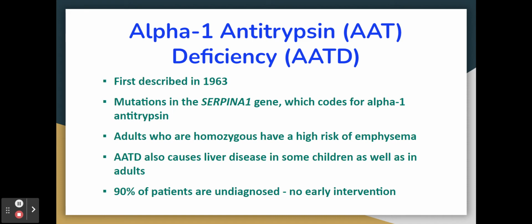AATD causes liver disease in some children. You might even see it in the neonatal period as well as in adults, but it's more rare to see that in children. And we'll talk about the pathophysiology of liver disease.